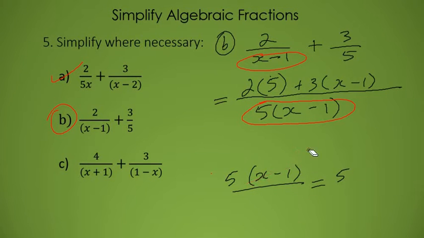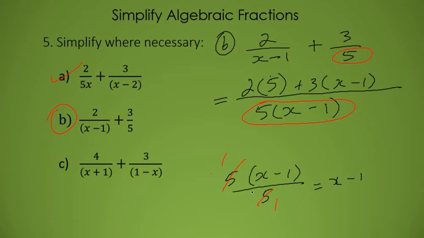So we also do the same thing with the other denominator. We take the LCM of 5 times x minus 1 and divide by the denominator, and the same thing happens. This is a factor. 5 cancels out with this 5. And so we're left with x minus 1.